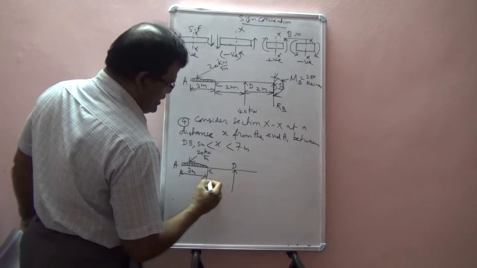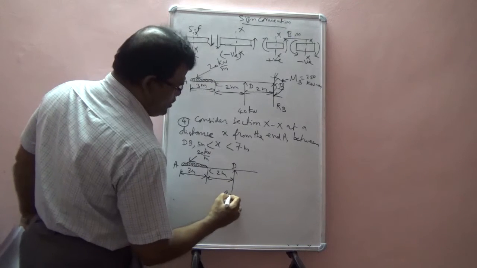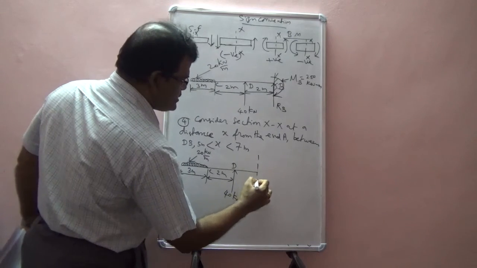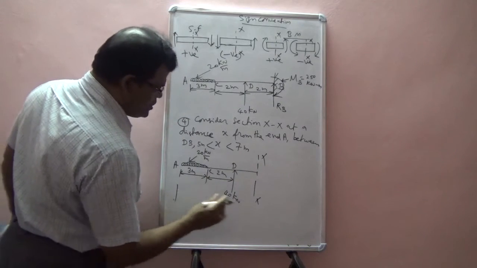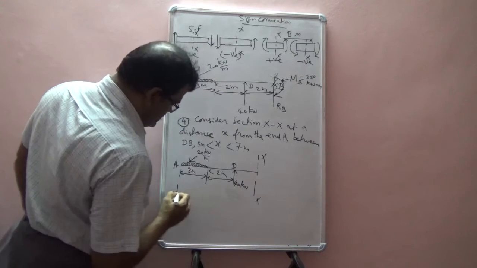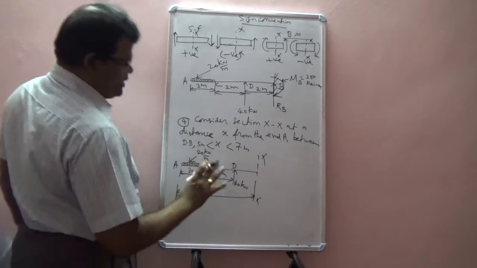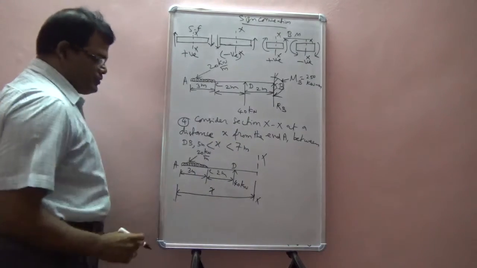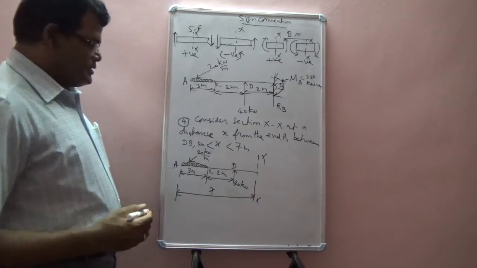This is C, and this distance is 2 meter. This is 40 kilonewton, and this is the section XX, at a distance of x from the end A. So as per this statement, I have drawn the diagram. Now let us calculate the shear force at x.